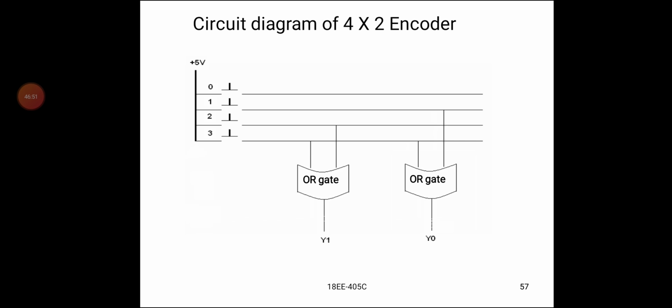The circuit diagram of the 4 to 2 encoder. So here there are 4 decimal inputs 0, 1, 2, 3. Plus 5 volts is connected through the push buttons. When the push button is pressed, the line is connected to the gates through the buses.